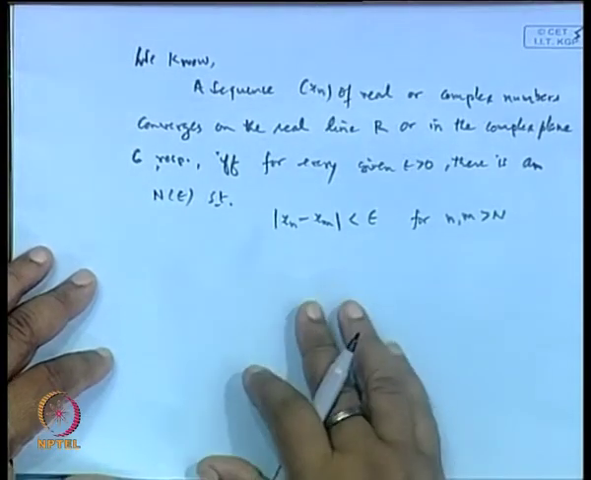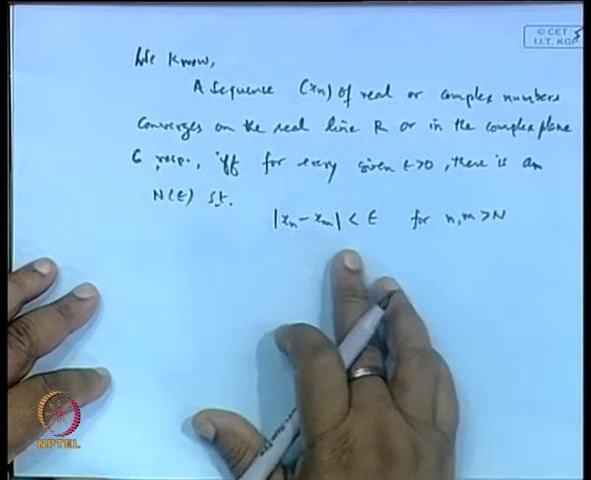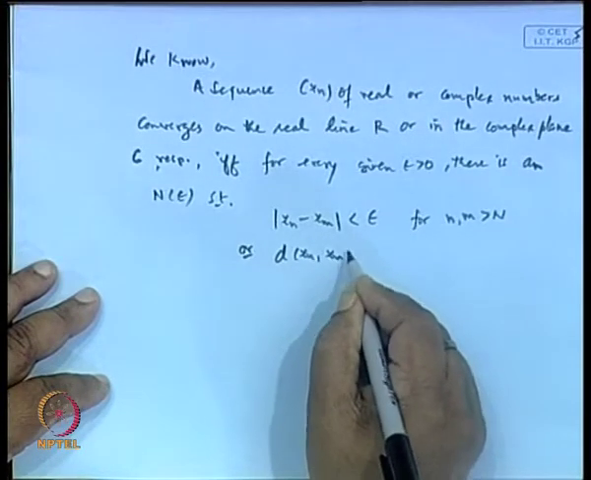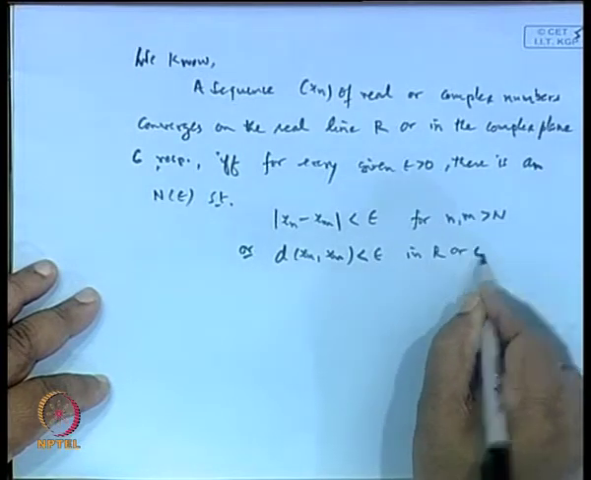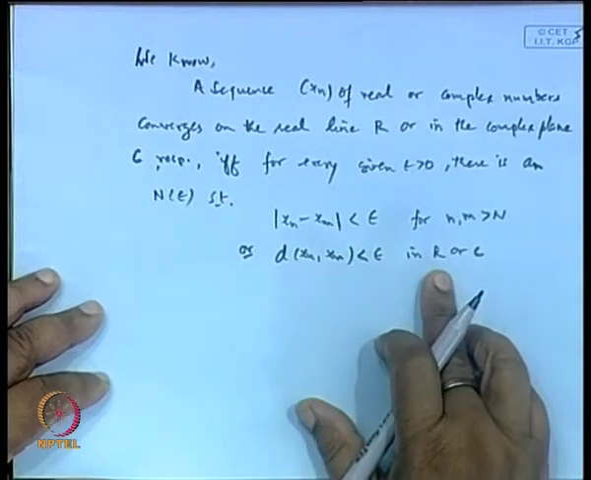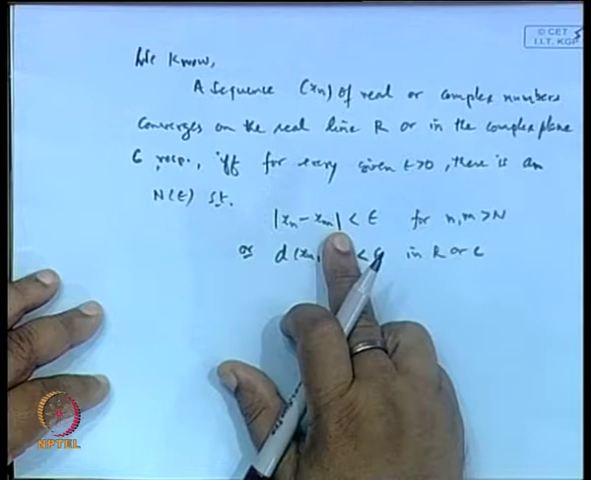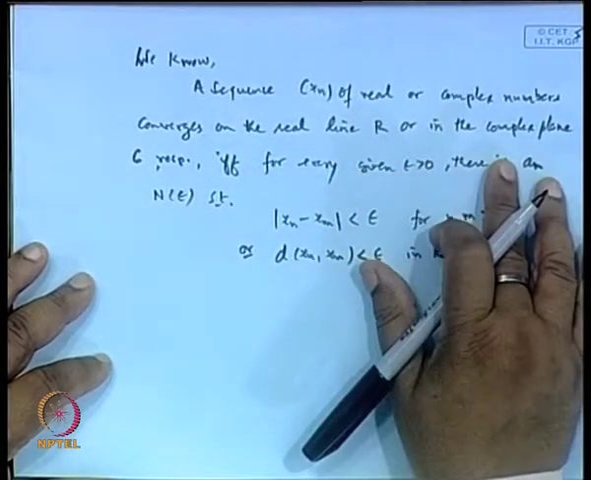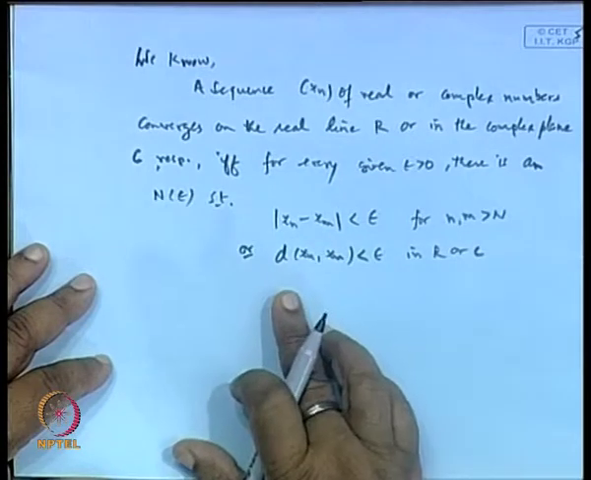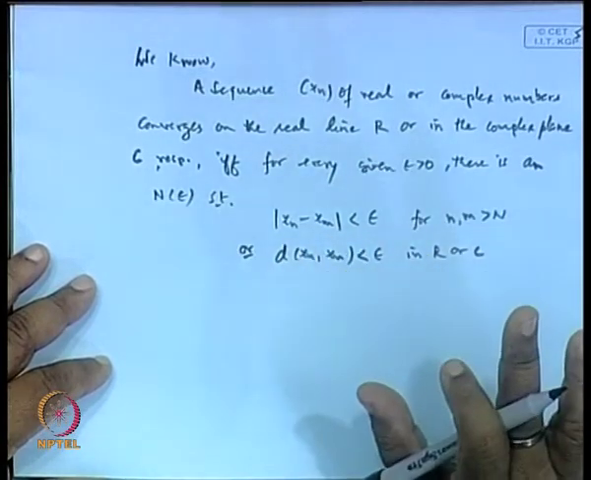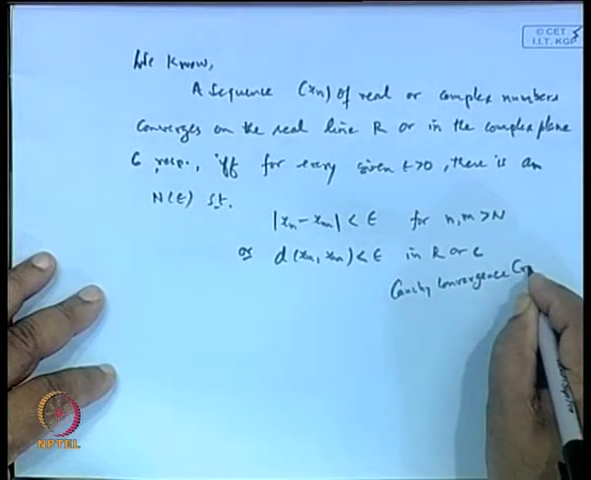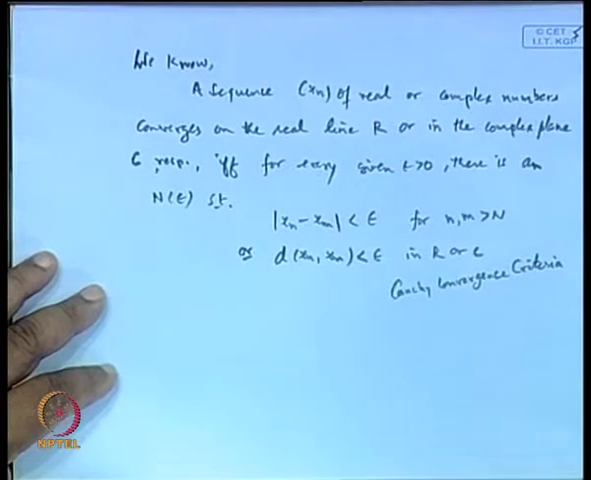Now, this mod of x n minus x m less than epsilon is basically the distance between x n and x m on the real line or complex plane, because the notion of distance on the real line or complex plane is defined in the usual way, mod of x n minus x m. So, a sequence x n of real or complex numbers is convergent if and only if for any epsilon greater than 0, there exists N such that the distance between x n and x m is less than epsilon, and this criterion is known as the Cauchy convergence criterion. Or we say if a sequence satisfies this condition, then it is a Cauchy sequence.